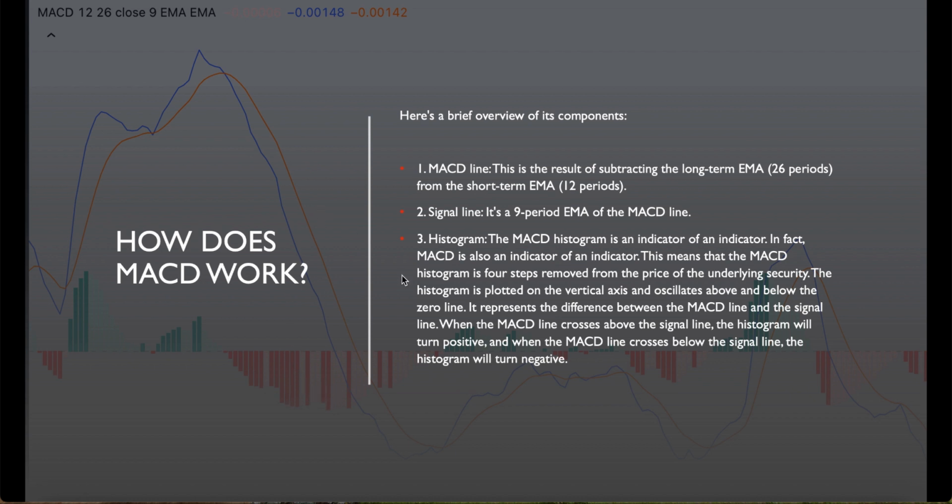We need to do a bit of practice to know how it works. There are also crossovers, and different things we need to know about the histogram. It sits above or below the 0 line, and it represents the difference between the MACD line and the signal line. When the MACD crosses above the signal line, the histogram will turn positive, that is green. And when the MACD line crosses below the 0 line, which is this line here, it'll turn red, giving you a negative reading. So that's basically how MACD works.